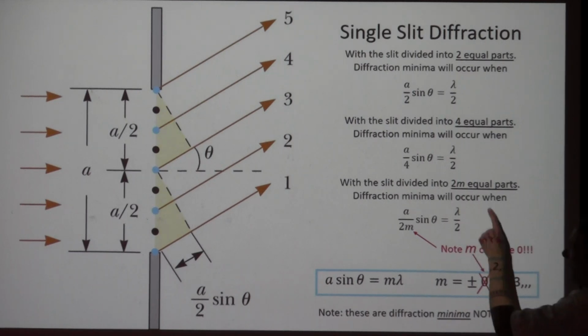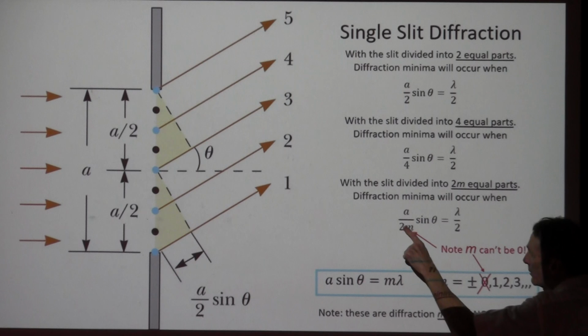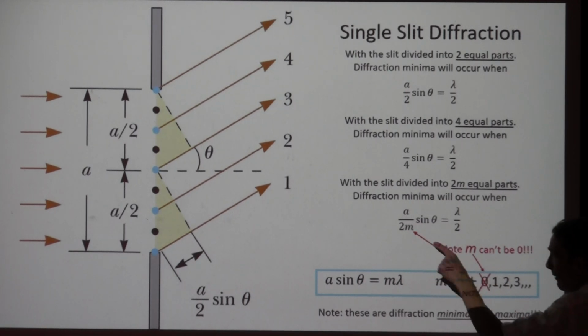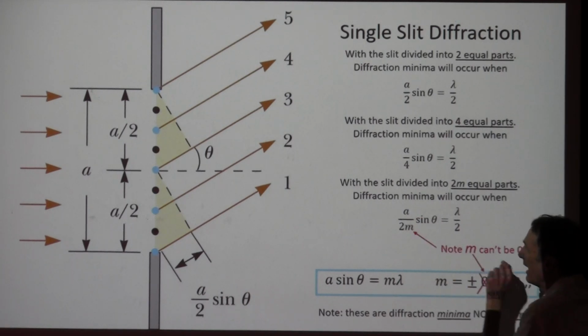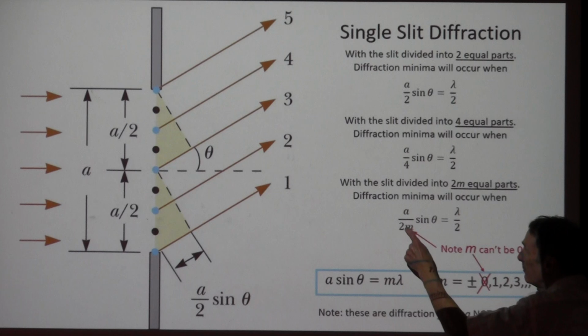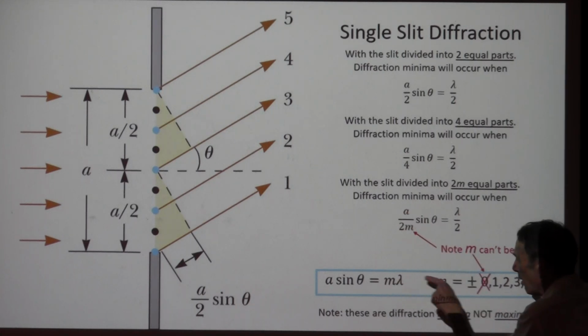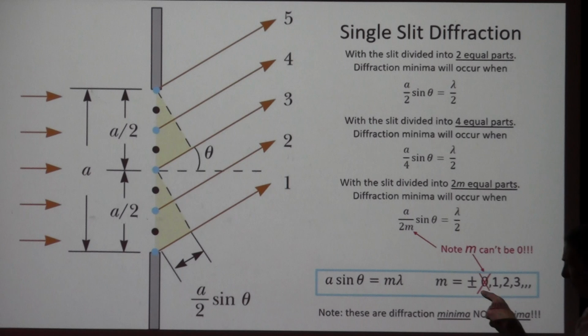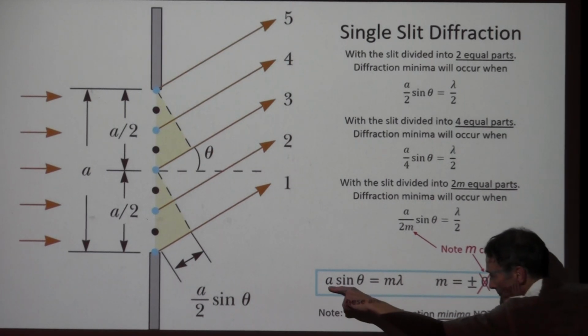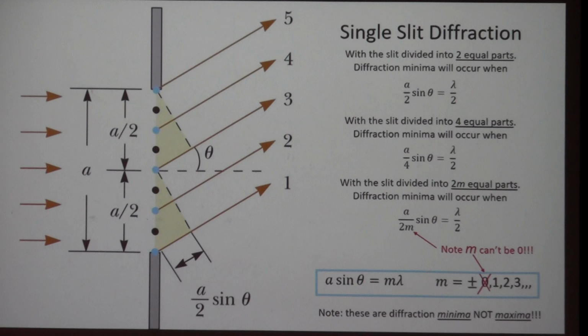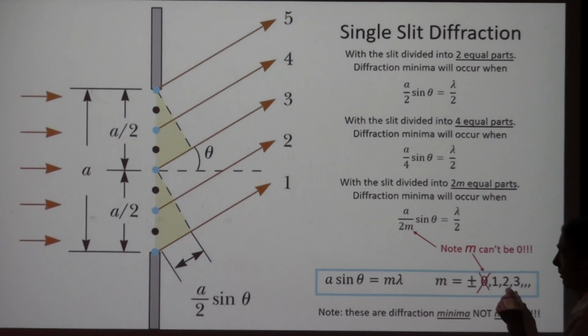One thing you want to take a look at when we divided: this idea that 2 over m, if I'm going to divide this slit up into whole numbers of parts, m can't be 0. Dividing by 0 wouldn't be allowed. So unlike interference, we do not count m equal to 0. We just count the whole numbers 1, 2, 3, and so on. And that would represent this diffraction term. But note that these are not maxima, these are minima that we're looking at.